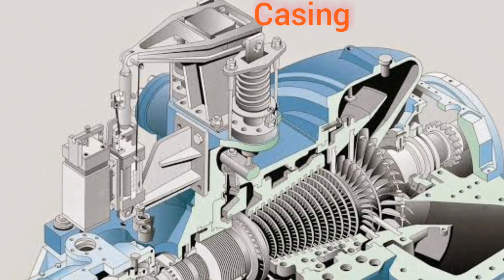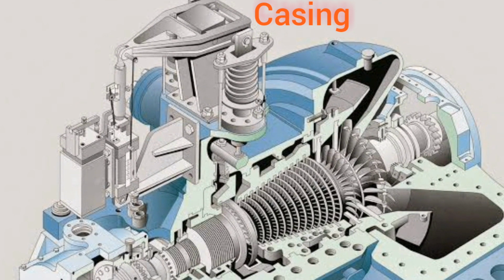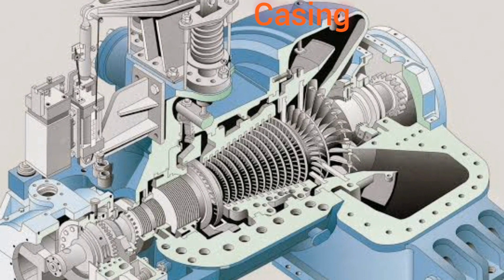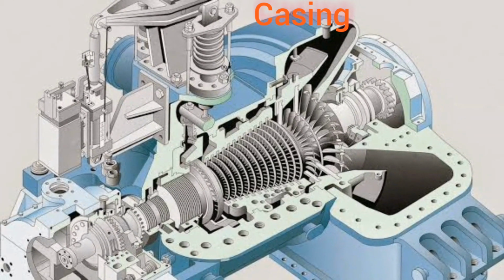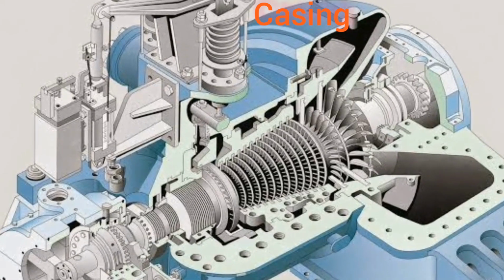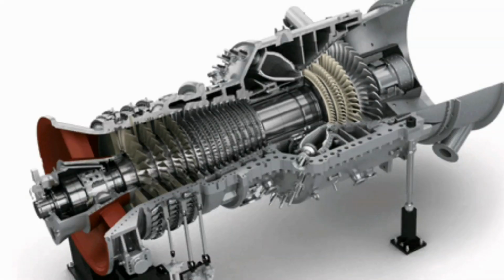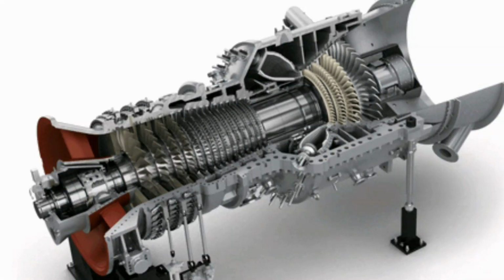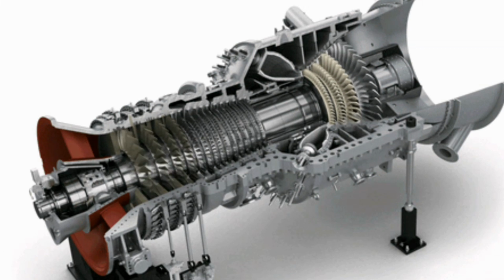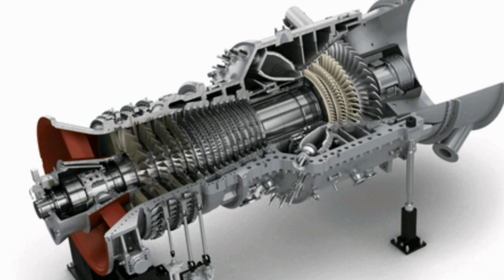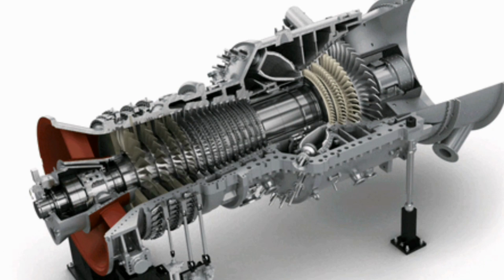To overcome this, for high pressure and temperature application, double casing is used. In the double casing, the inner casing is for high pressure and the outer casing holds the low pressure. Most turbines have casing of horizontal split type. Due to the horizontal split, it is easy to assemble and dismantle for maintenance of the turbine. It also helps maintain proper axial and radial clearance between the rotor and stationary parts.